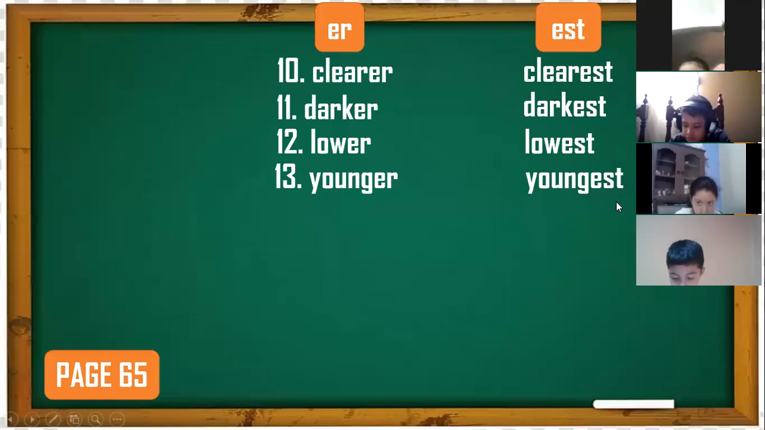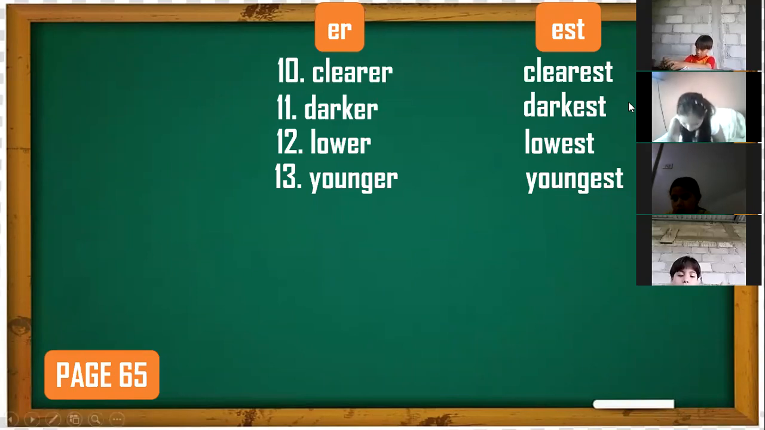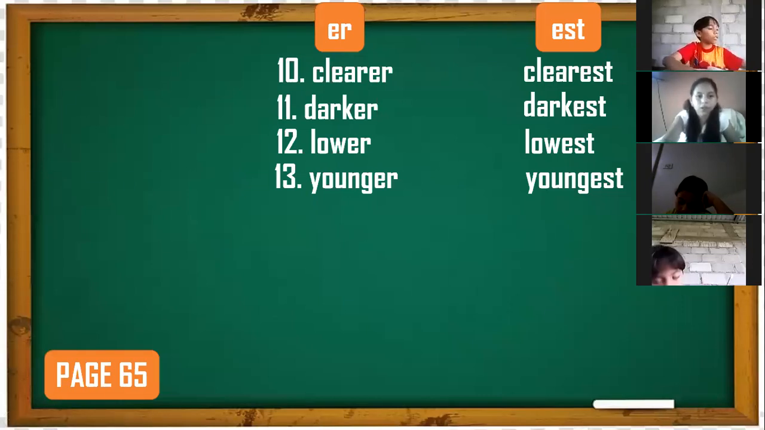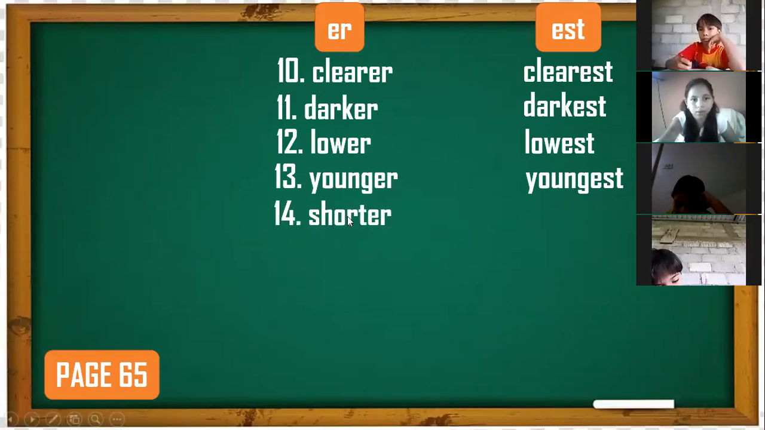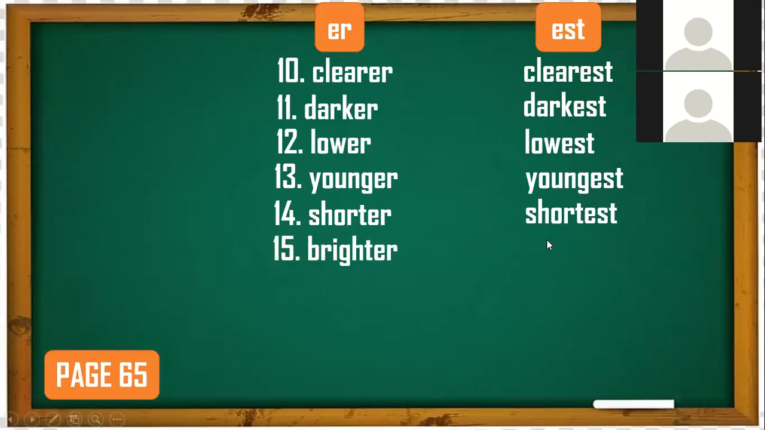Now let's continue with Andrea. Okay, Andrea is raising her hand. And then Ana Gabriela is going to help me. Andrea, activate the audio. The word number 14. Short. Shorter. And EST? Shortest. Very good. Now let's continue with Ana Gabriela. Okay, Ana, the number 15. Bright. Brighter. And EST? Brightest. Very good. Excellent.